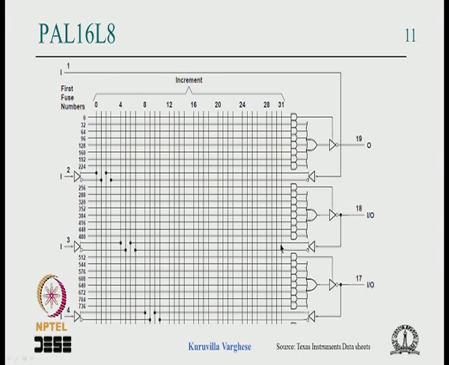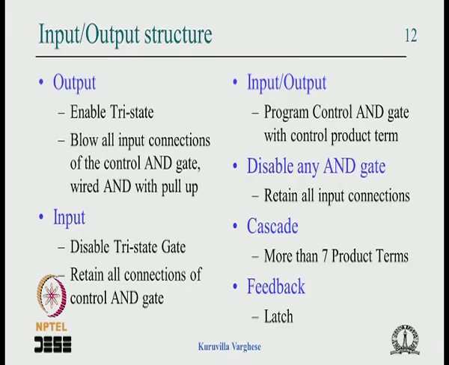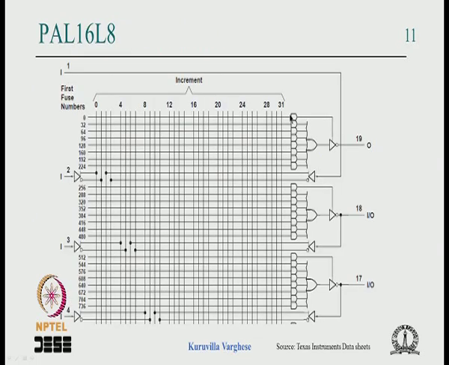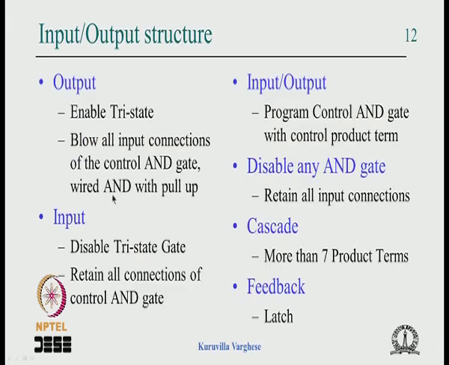So it's quite nice, and so we will summarize this. When an IO structure you want to use as an output, you have to enable the tri-state gate, and it is enabled by blowing all the input connections of the control AND gate, which is what I call the control AND gate, which controls the enable of the tri-state, and which is nothing but a wired AND with pull up.